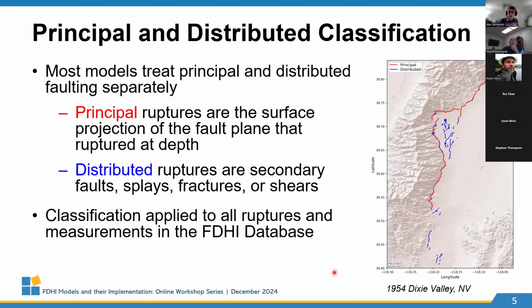So Dr. Chen and Dr. Moss both touched on this earlier, but most of these models treat principal and distributed faulting separately because the data and the driving mechanisms are sufficiently different. So the conventional definitions are, we say the principal ruptures are those that are the surface projection of the fault plane that ruptured at depth and caused the earthquake. And then distributed ruptures are those other secondary faults, splays, and shears. And so to keep with the tradition for the models that treat these separately, we applied this classification to all of the ruptures and all of the measurements in the database.